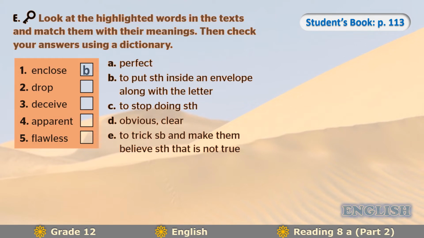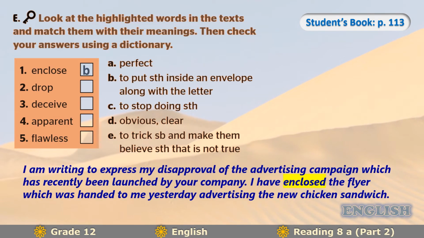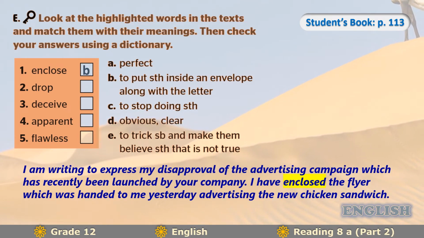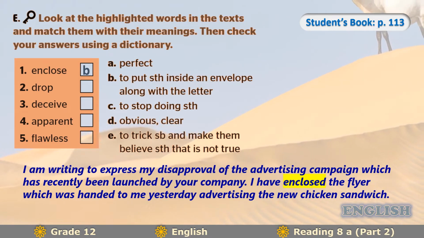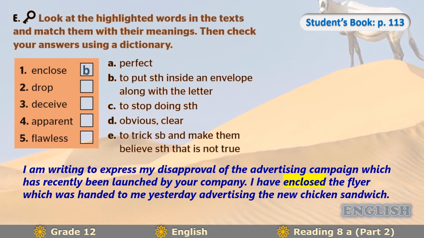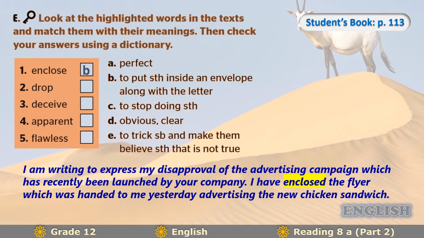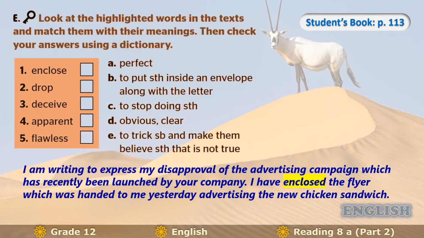So let's start with enclose. The context says, "I am writing to express my disapproval of the advertising campaign which has recently been launched by your company. I have enclosed the flyer which was handed to me yesterday advertising the new chicken sandwich." So the writer is sending a letter and she says that she has enclosed the flyer, which would possibly mean that the letter together with the flyer are sent to the manager. So our answer here would be letter B, to put something inside an envelope along with the letter.